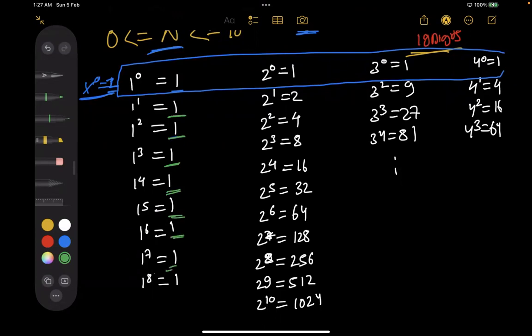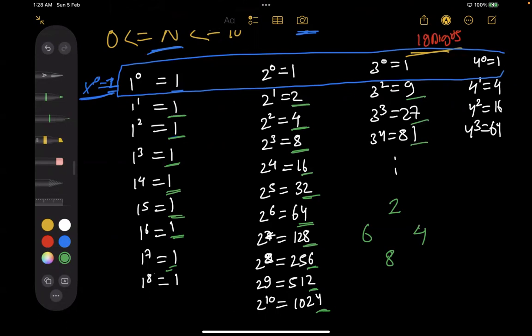But if you look at 2, just the last digit, 2 power 1 is 2, 2 power 2 is 4, 2 power 3 is 8, 2 power 4 is 6, then 2, then 4, then 8, then 6, and 2, then 4. Now, if you see the last digit, you are just getting these numbers 2, 4, 8, 6, again 2, 4, 8, 6, 2, 4, 8, 6. If you look here, you're getting 9, 7, 1.